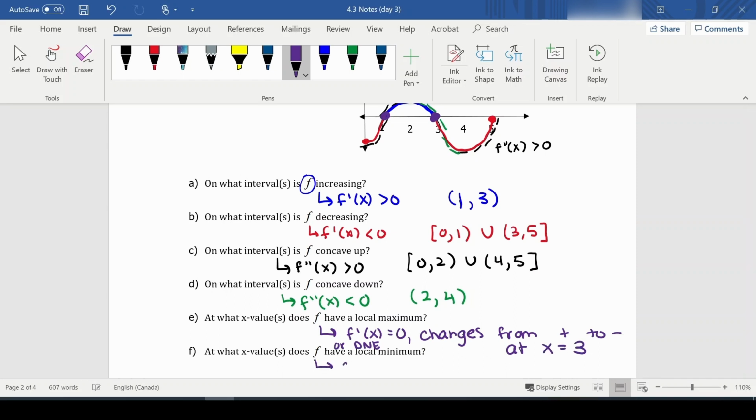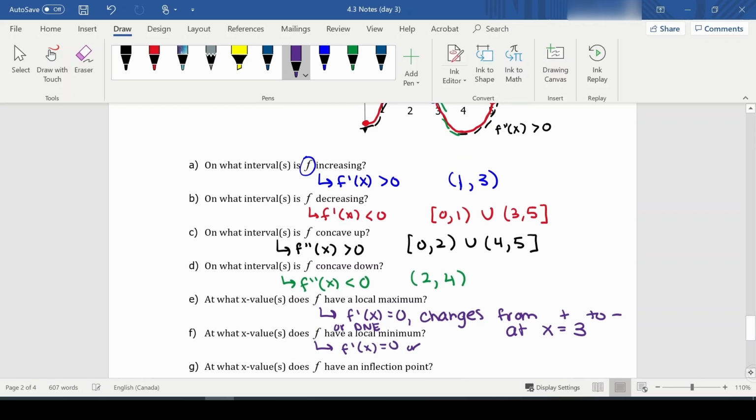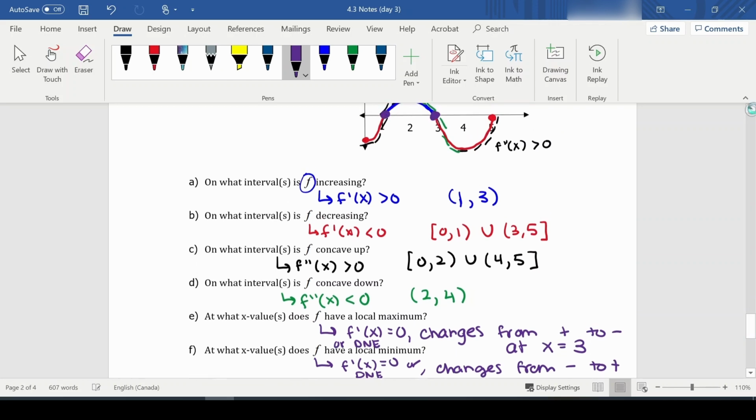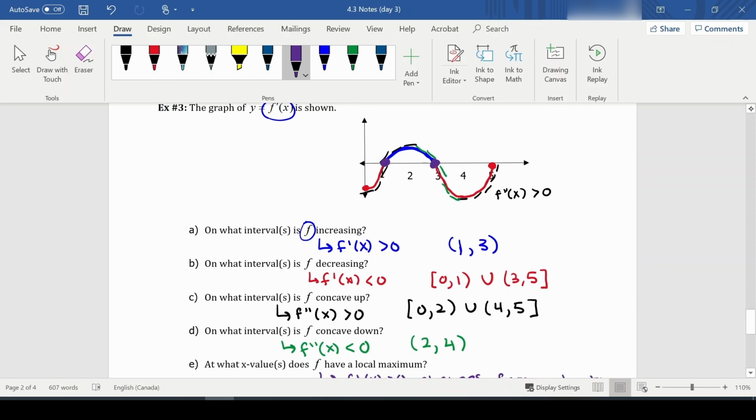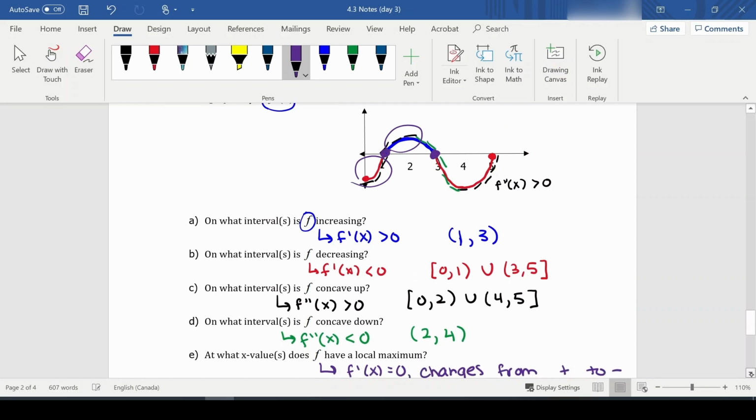F is going to have a local minimum if f prime of x equals 0 or does not exist and changes from negative to positive. And if we look at our graph, where do I have f prime equals 0? What was that, 1 and 3? Where do I change from negative to positive? Negative to positive. So that was at x equals 1.